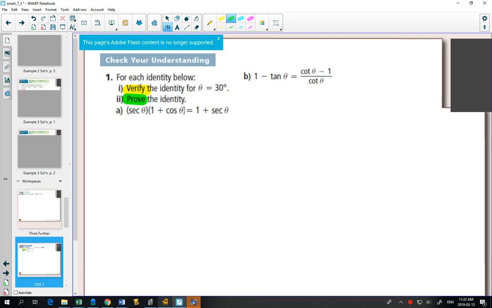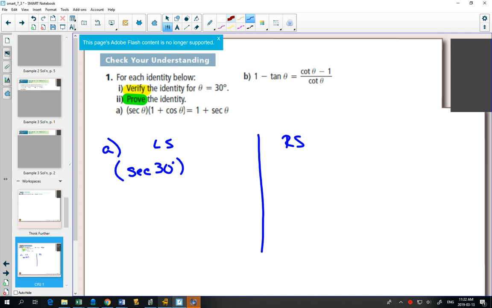So the way that we'll set this up is very much like a proof. We'll set up our left side and our right side. We'll plug in the value of 30 degrees. So we'd have secant of 30 degrees times 1 plus cos of 30 degrees. That would be on our left side. And on our right side, we have 1 plus secant of 30 degrees. And it becomes a unit circle question. How do we figure out what secant of 30 degrees is?